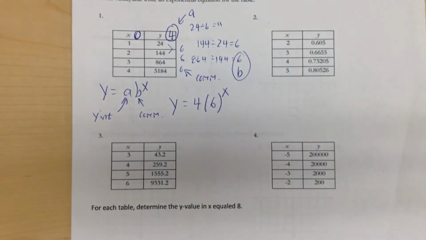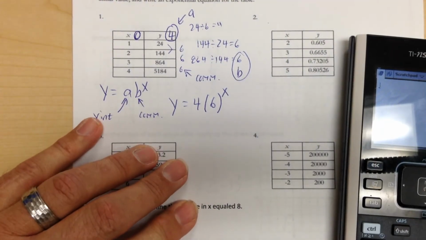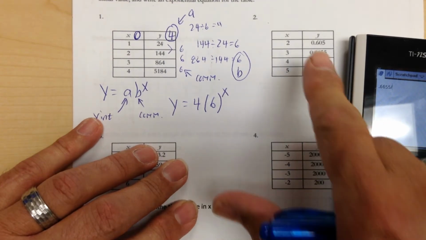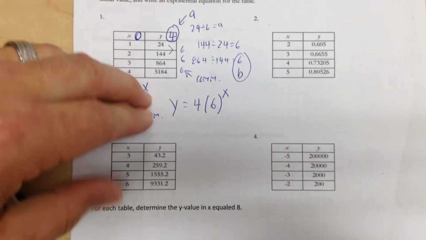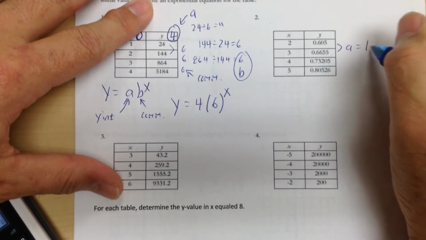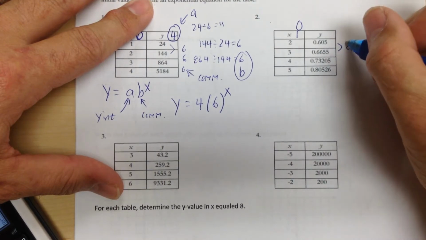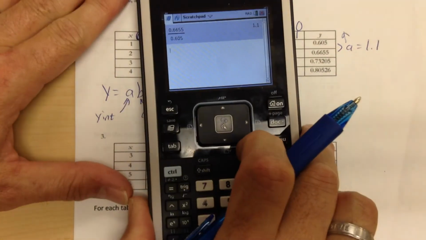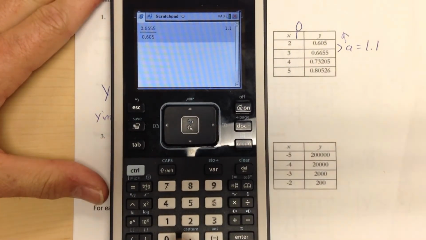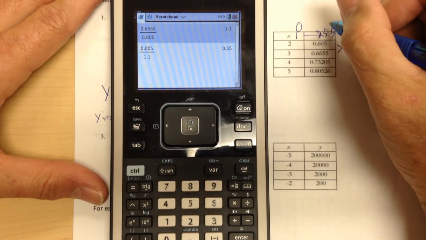If we divide these, I need to do this with a calculator. 0.6655 divided by 0.605, and I get 1.1. Okay, so my a is going to be 1.1. Now then, I need to go up to 1 to 0. So if I go down, I'll multiply. If I go up, I'm going to divide. So I'm going to take 0.605 divided by 1.1, and I get 0.55. So my 1 is 0.55, I'm sorry.